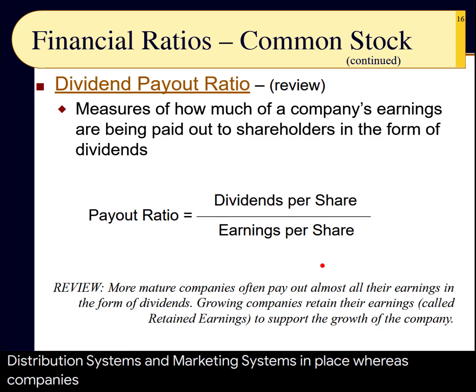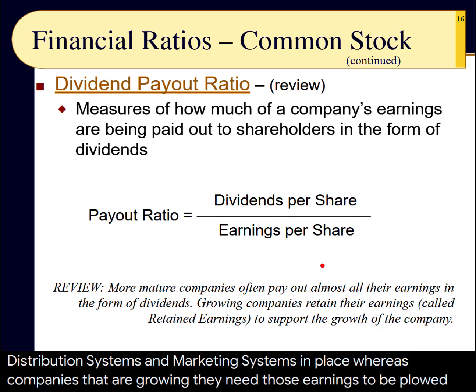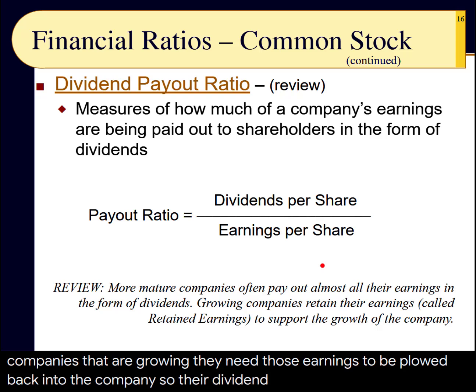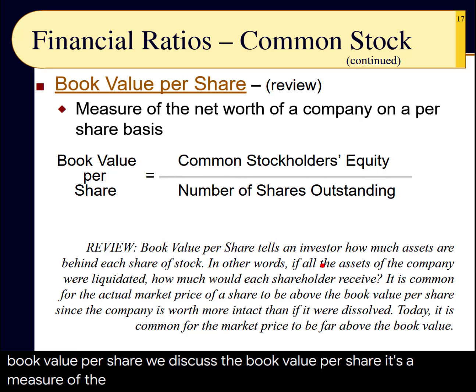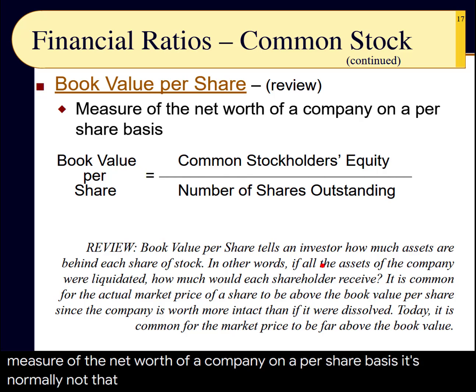Whereas companies that are growing, they need those earnings to be plowed back into the company. So their dividend payout ratio would be a lot less. The book value per share, we discussed the book value per share. It's a measure of the net worth of a company on a per share basis. It's normally not that important.